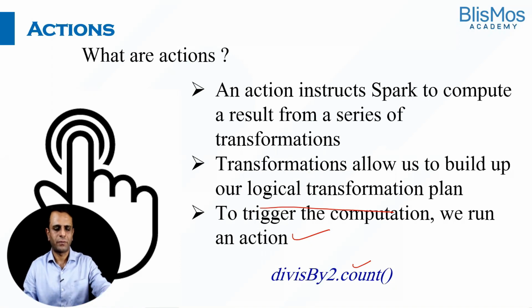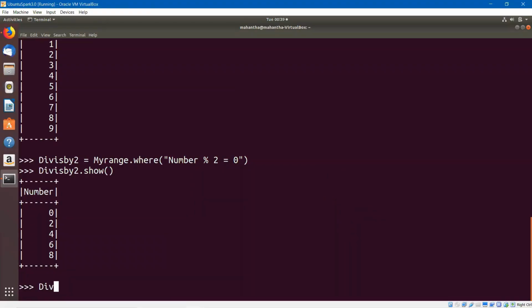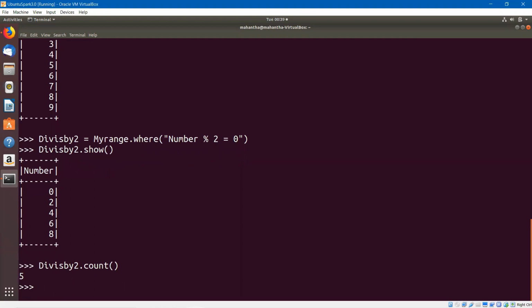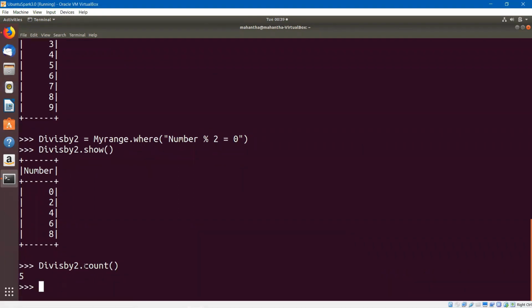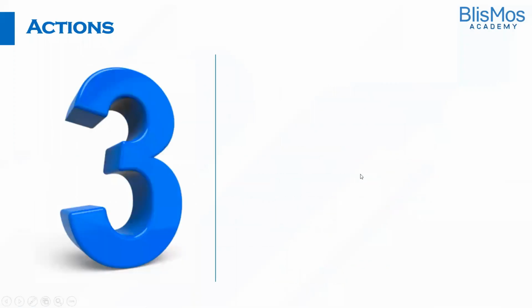Let us see that in action. So device by 2 is there. We say count. Count is an action here. Okay, this is a count. So we have 5 values. Ideally, until we use a count action here, nothing would be happening. So count is an action. Action will trigger the computation. Please remember.